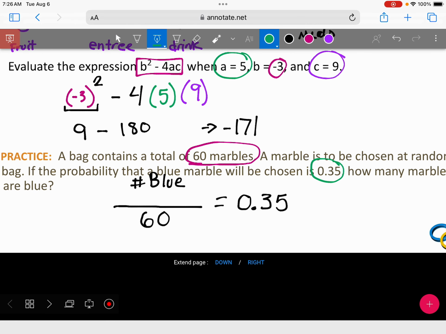Because if I do that, that's going to leave me with just my blank on this side. If I multiply both sides by 60, which we'll go through the fraction stuff again another time, my left side turns into just my blank space, which tells me how many blues I have. And if I take my 0.35 times 60, how many blue marbles should be in this bag? 21.